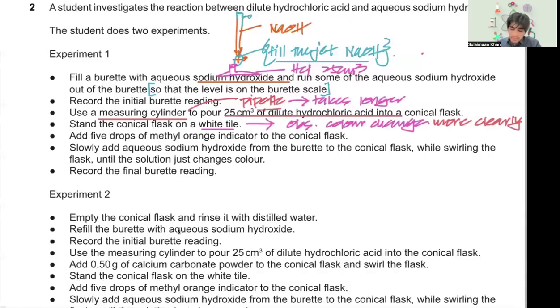Adds 5 drops of methyl orange to the conical. Those students who don't read this mess up the ATP because the question requires more reading.